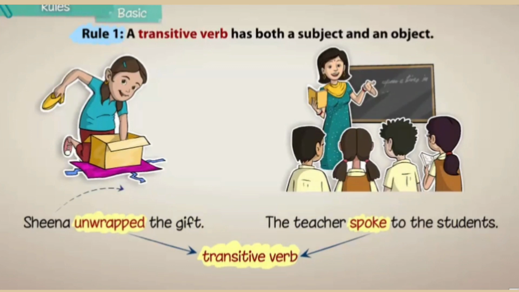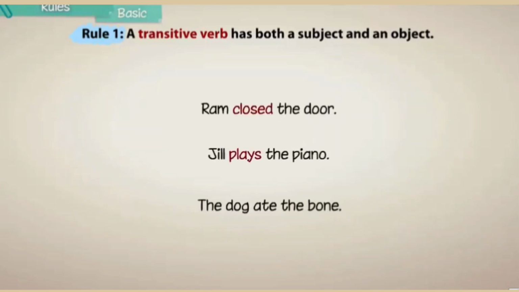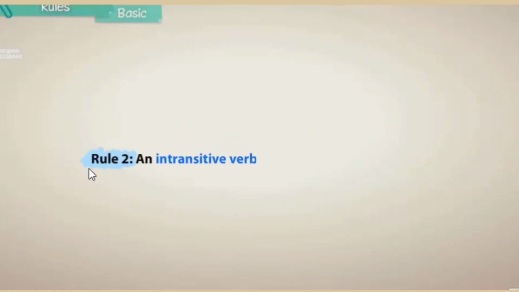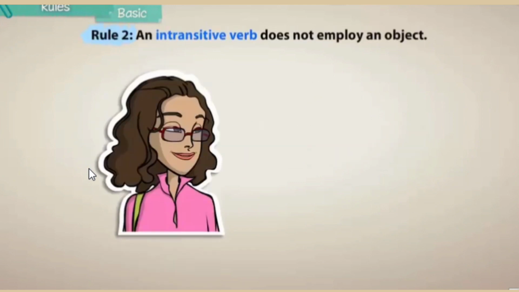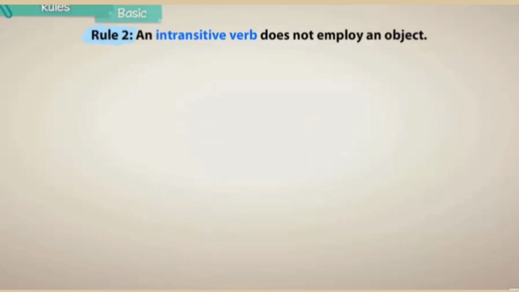The trans in transitive can be thus understood as the transfer or passing over of the action. Here are a few more examples of transitive verbs. Note that each sentence has a subject and an object. An intransitive verb does not employ an object. For example, this sentence is complete even without an object. Thus, the verb smiled here is an intransitive verb.